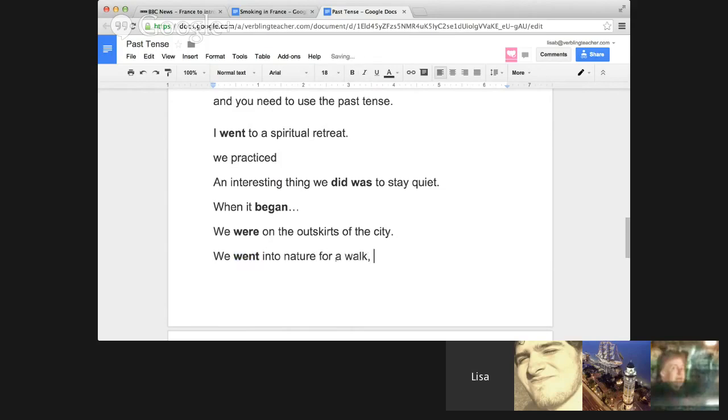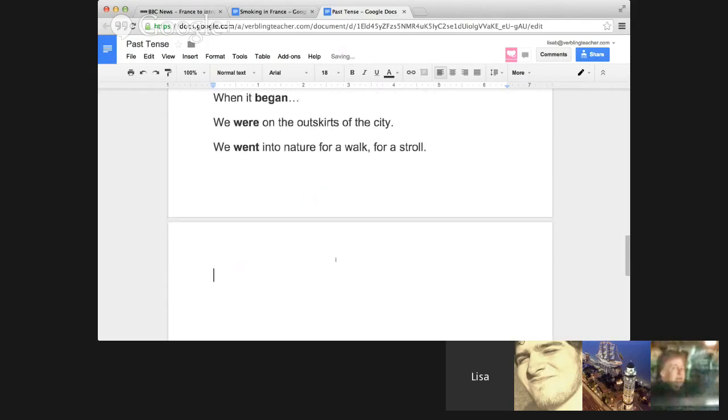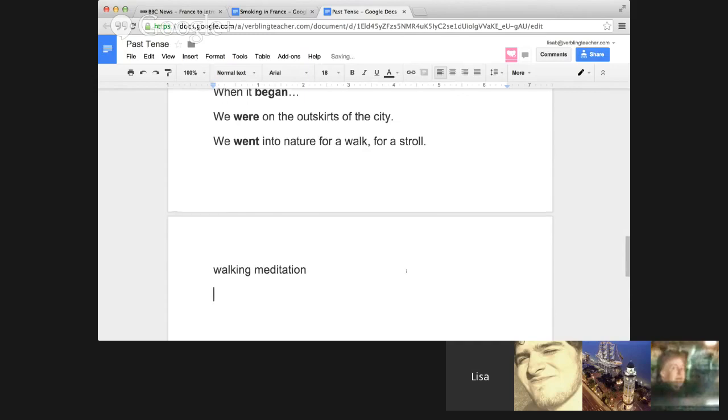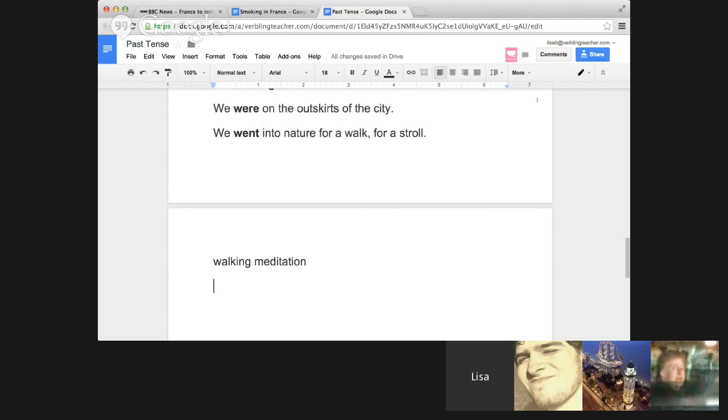And it was like something like a meditation while walking. Yeah, we have a walking meditation. That's a word. Walking meditation. And you felt connected with nature, and it was a really special moment.